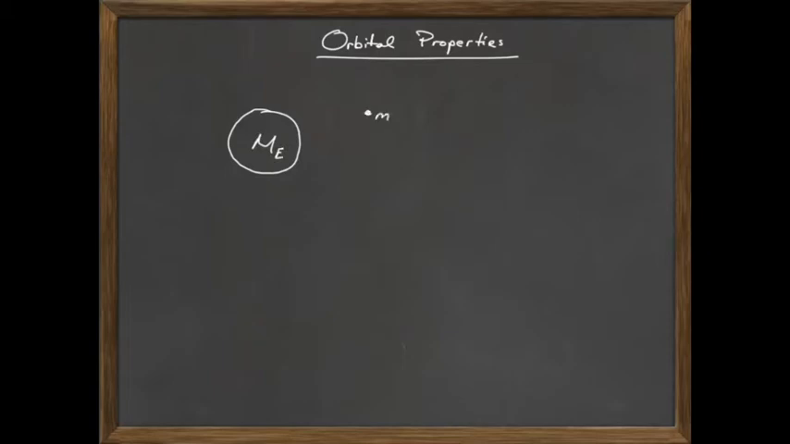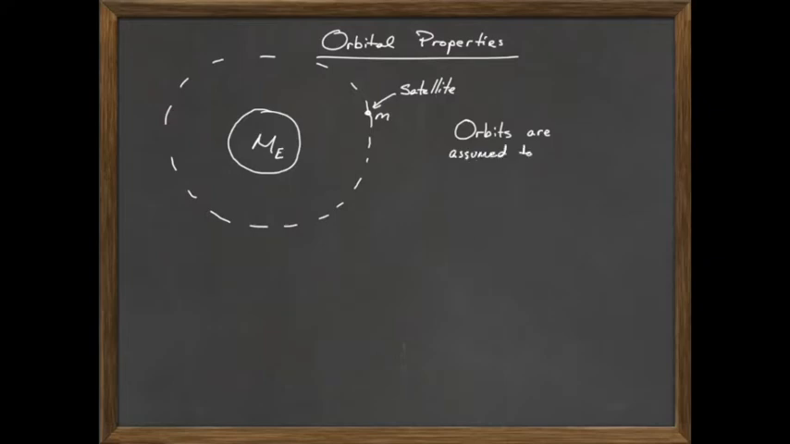So if I've got Earth and we're putting a mass in orbit around Earth, whether this is a satellite or the moon, it doesn't really matter. An object that orbits another object is referred to as a satellite. So the moon is a satellite of Earth, the Earth is a satellite of the sun, and the sun is a satellite of the center of the Milky Way. Anything that orbits another thing is considered a satellite.